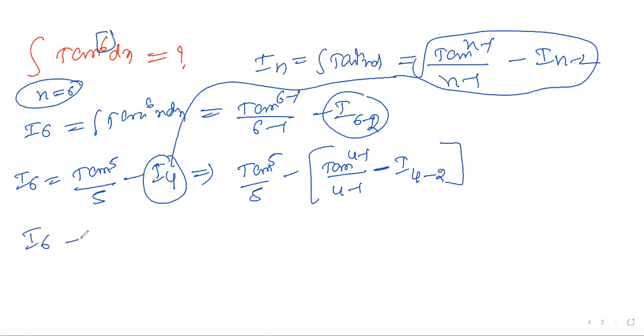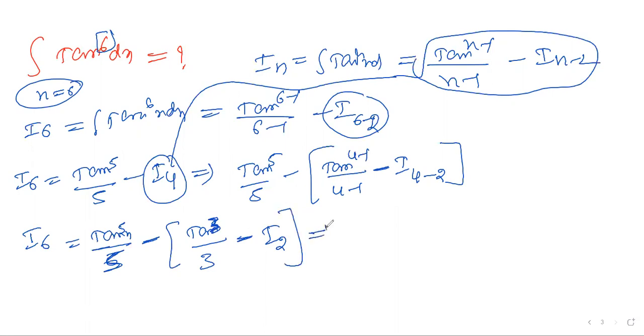The extension of this: I_6 is equal to tan power 5 x by 5 minus tan power 4 minus 1, that is tan power 3 x by 3, minus I_2. Minus into minus becomes plus. Then I_2 will be there. I_2 means again you can substitute in this formula.